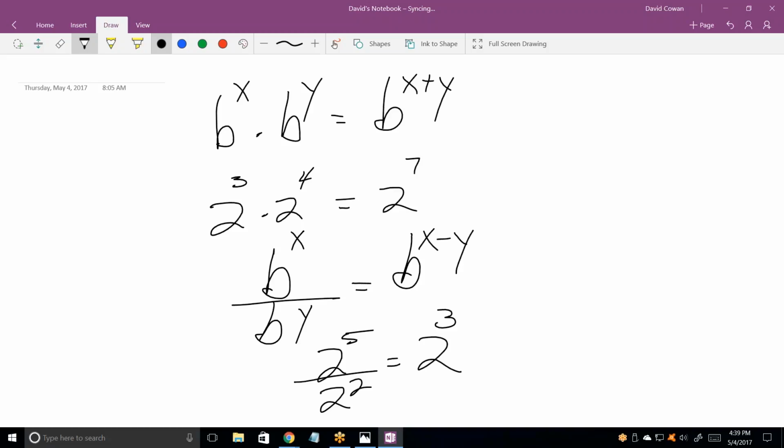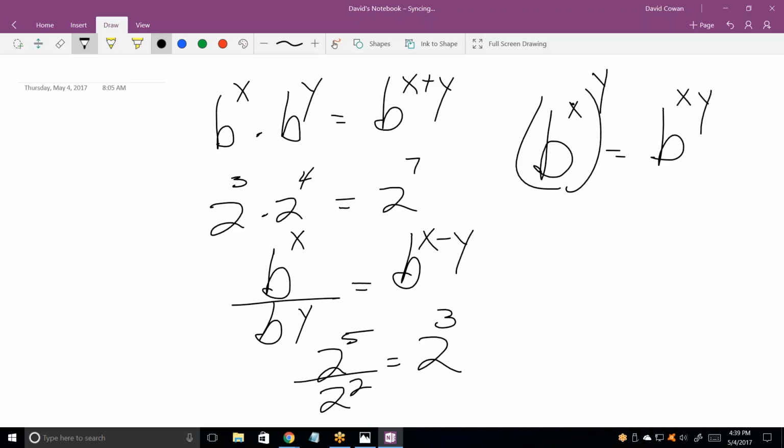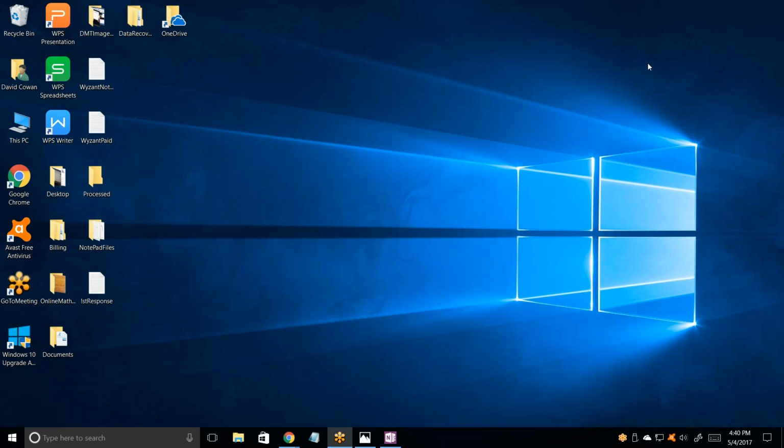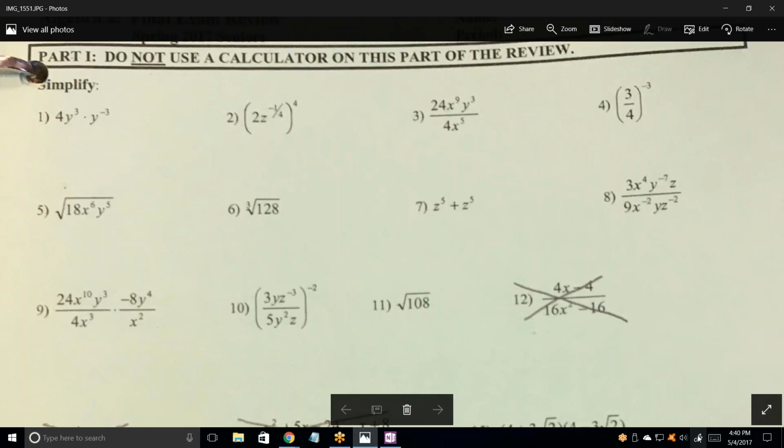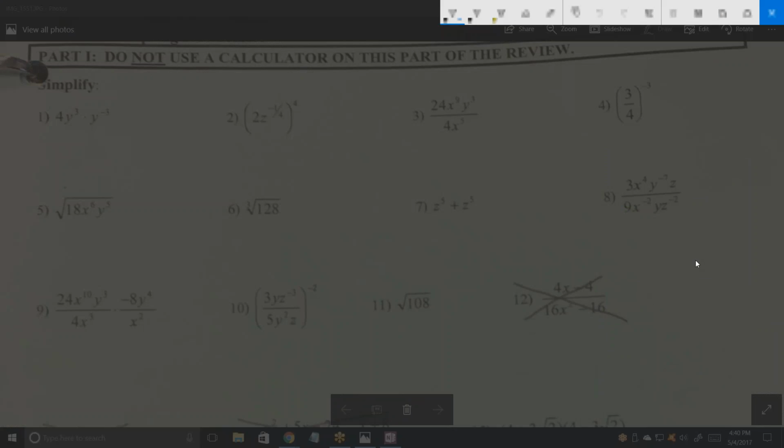And there's only one more, really, and that is if you have b to the x, and that is being exponentiated, it's kind of what I call double exponentiation, then you multiply the exponents. If you had 2 cubed and all of it was to the 4th power, what would that be? 2 to the 12th. Okay, those are the only 3 rules you need. Now, let's apply those 3 rules.